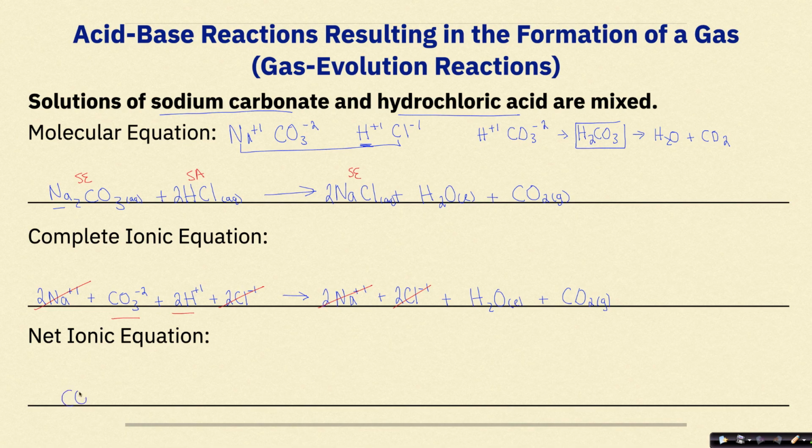So CO3 minus 2 plus 2H plus 1 yields H2O liquid, that's an L, plus CO2 gas. And again, we know that these are in aqueous solutions, so I'll put the little AQs in, but really you do not need to include the state symbols, but it does really help to include them to make sure that you're not forgetting whether something is a liquid or a gas.